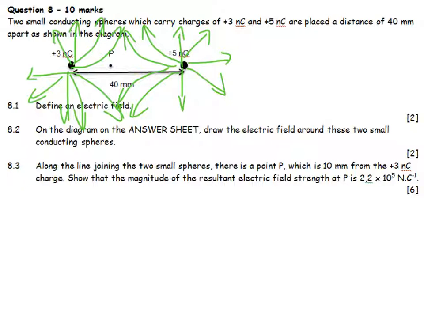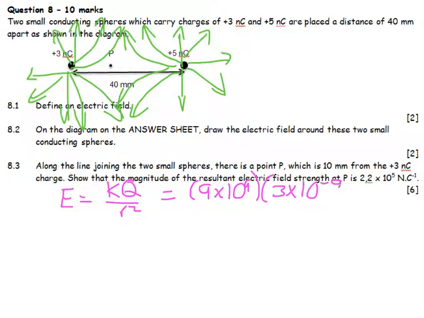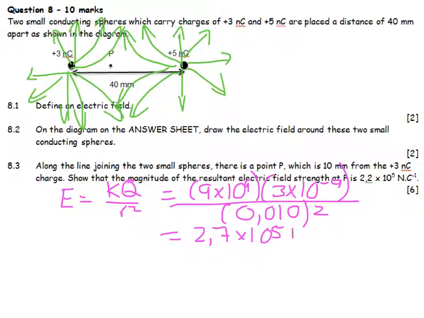I first need to work out the electric field at P because of the 3 nanocoulomb charge. So electric field is kQ over r squared: 9 times 10 to the power of 9, times 3 times 10 to the -9, because I'm working with the 3 nanocoulombs, over 10 millimeters away, so it's 0,01, and I don't forget to square that. I get 2,7 times 10 to the 5 newtons per coulomb, and that's to the right. The electric field is always from positive to negative, so it is going to be away from the positive charge.